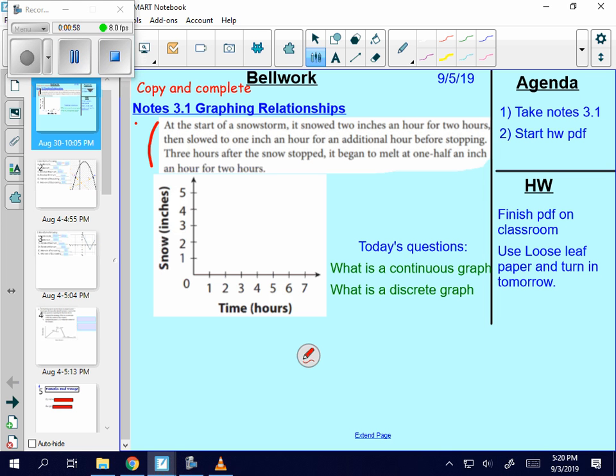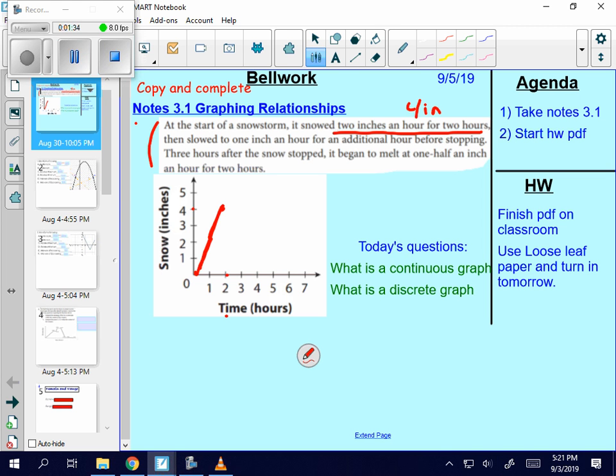What would actually help is to determine after each time frame how much snow there is so we can put some points down. Of course, at the beginning of time, we don't have any snow. Then it started to snow 2 inches an hour for 2 hours. Wouldn't that mean we would have 4 inches of snow after 2 hours? So if we head to 2 hours, we should be at 4 inches of snow right here. And we could connect those two. That line indicates 2 inches of snow per hour for 2 hours.